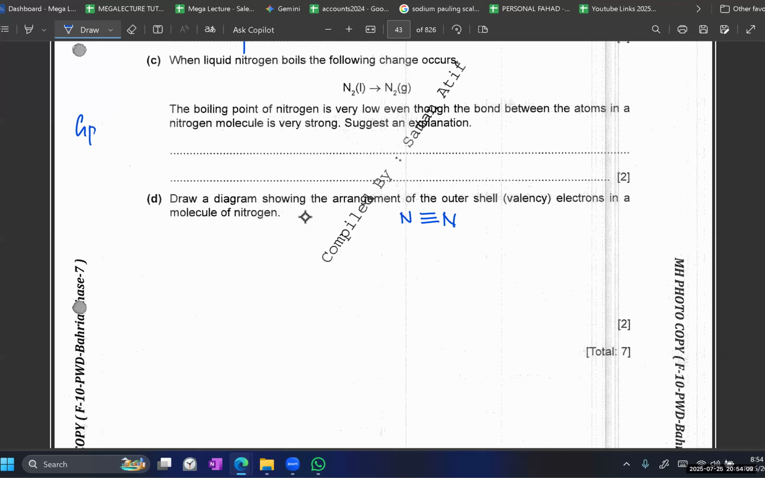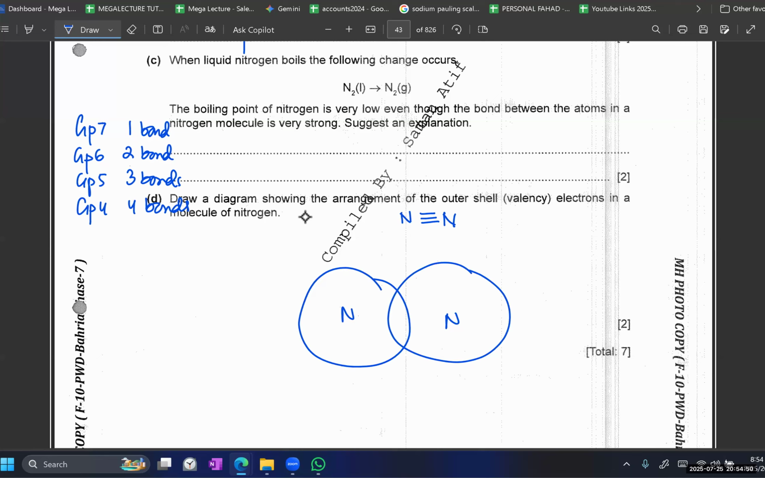Keep this in mind from covalent bonding: group 7 needs 1 electron, so it makes how many bonds? 1 bond. Group 7 has 7 electrons, so it just needs 1 electron and makes 1 bond. Group 6 has 6 electrons, needs 2, so it shares 2 electrons and makes 2 bonds. Group 5 will make 3 bonds. Group 4 needs 4 electrons, so it makes 4 bonds. So nitrogen and the other nitrogen atom will have a triple covalent bond.